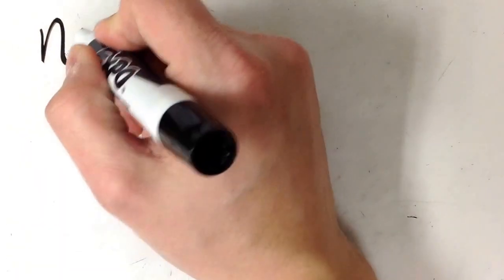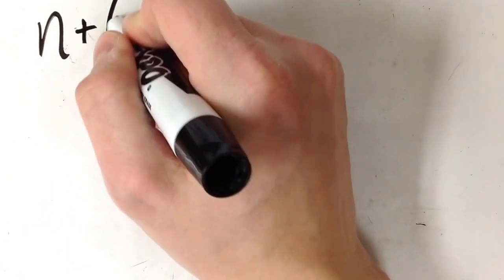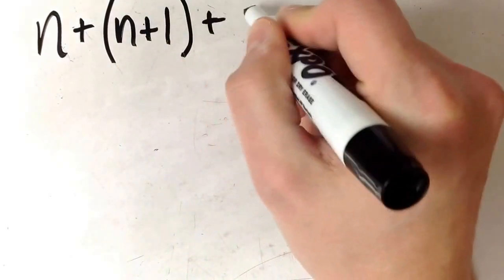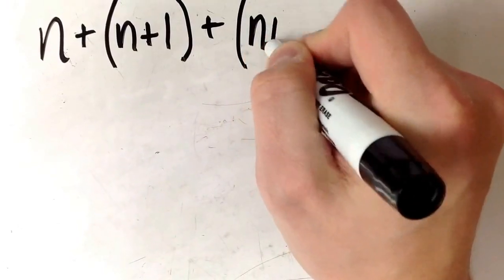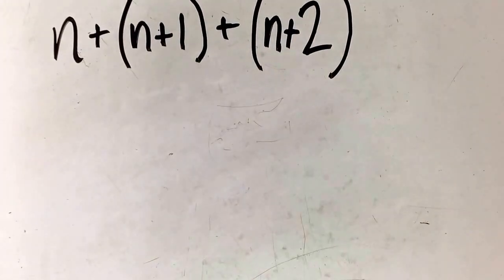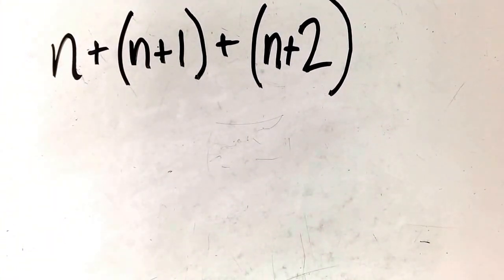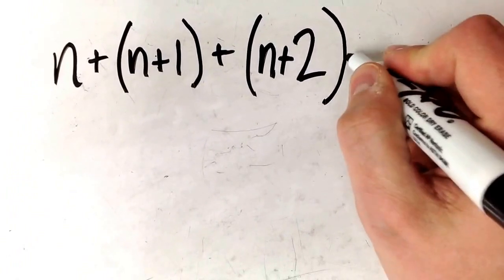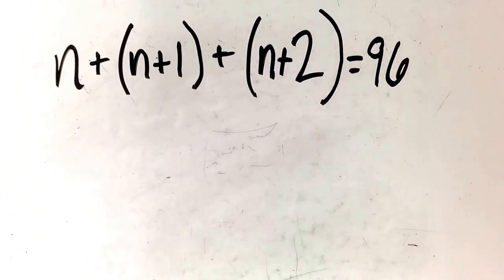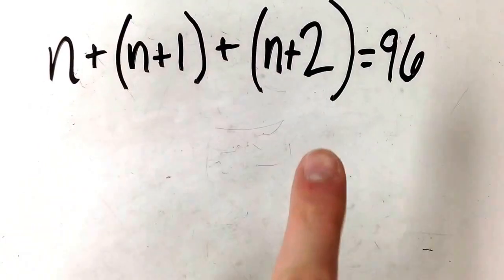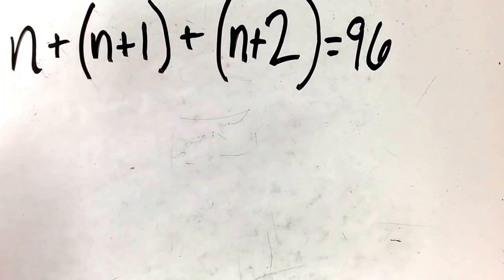Now I know that I've got 3 consecutive integers, but they're not all equal to one another. So what I'm going to do is write n plus n plus 1 plus n plus 2. What this is going to do for me is help me to solve my equation. Because take a look, what I'm saying is I've got an unknown number. This number is 1 more than that unknown. This number is 2 more than my original unknown.